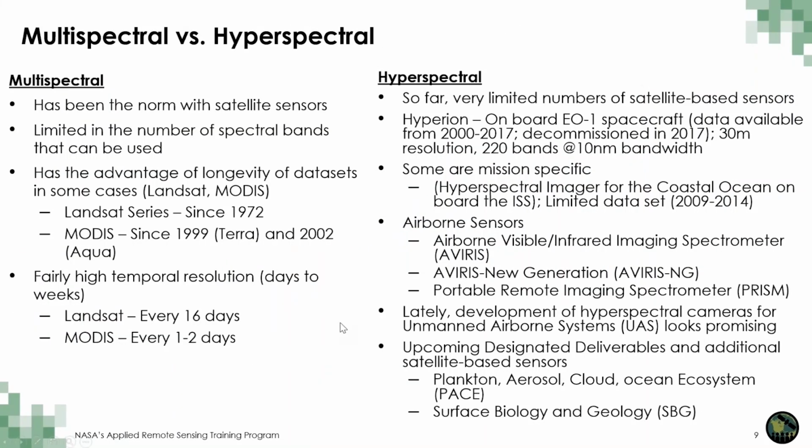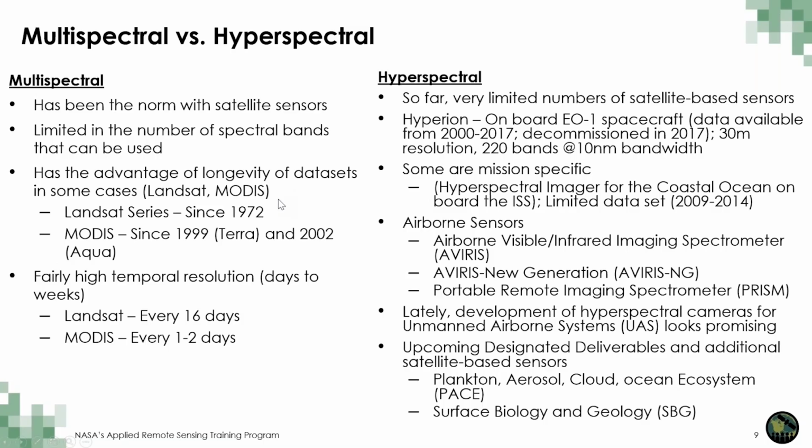Now here, Amber went through some of these in the first session, but it's always a good thing to go back again and refresh our memories: some of the differences between hyperspectral and multispectral sensors. The multispectral sensors have been the norm with satellite sensors in particular, but they are limited by the number of spectral bands that can be used. On the other hand, there's the advantage to some of these missions of the longevity of the data sets associated with them.